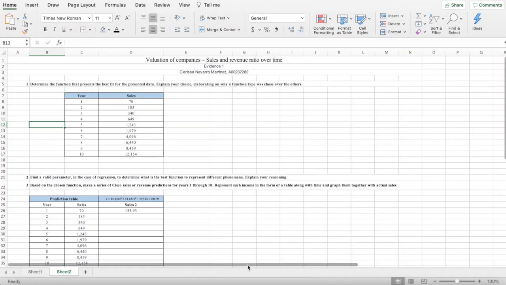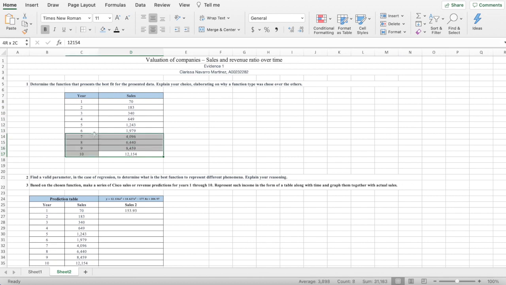To start explaining the process followed to solve the problem situation, we need to take into account the information given to us, which was the table that is shown on screen with the years of sales from year 1 to 10 and the respective number of sales per year. Point number 1 is asking us to find the closest function.